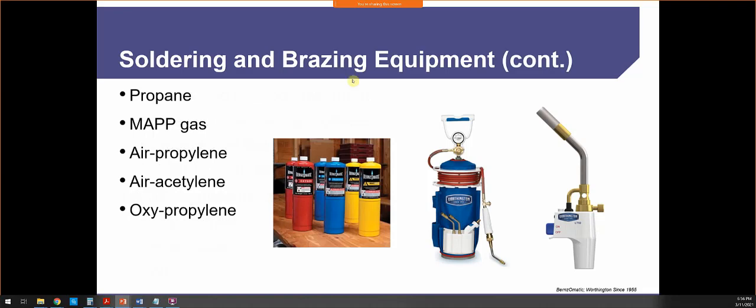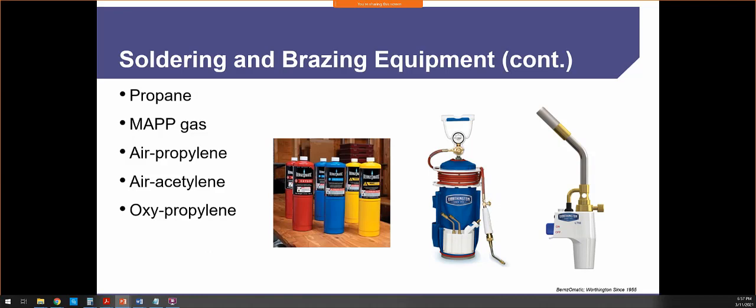So here we are. This is the propane. Here's the MAP, and then there's just the oxygen. Most homeowners are going to have the propane or the MAP gas, and they're going to sweat their copper lines for their different applications inside their home. And then we have something over here. It almost looks like an air acetylene setup.